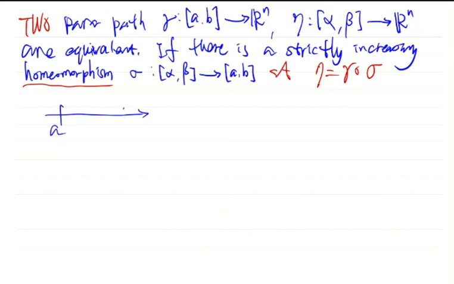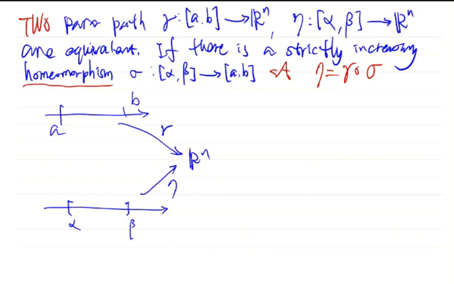So this is [a, b]. Our gamma is a map to Rn. We have another map, eta, defined on [alpha, beta]. Gamma and eta are two parametric patches in Rn, and we say that they are equivalent if we have a sigma from the interval [alpha, beta] to the interval [a, b], so that sigma is bijective, so that it has an inverse, and both sigma and its inverse are continuous. If such a sigma exists, so that eta is the composition of gamma and sigma, then we say that gamma and eta are equivalent.